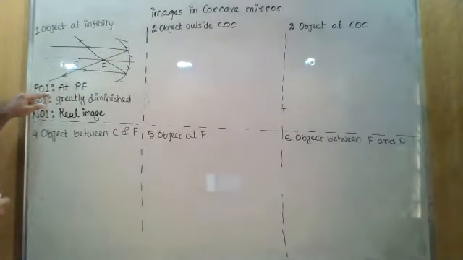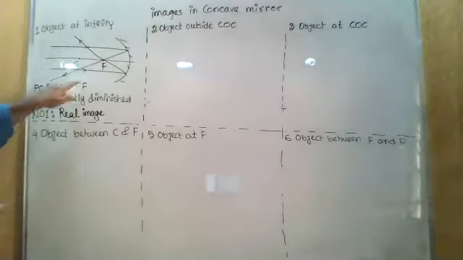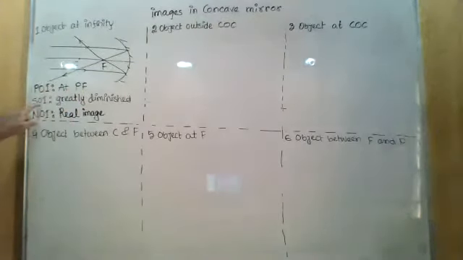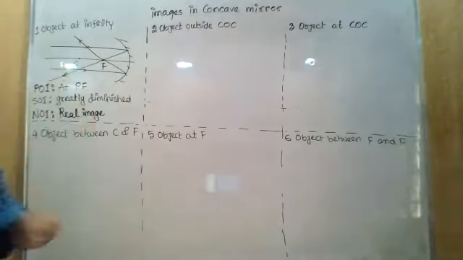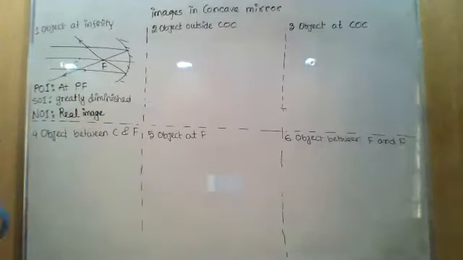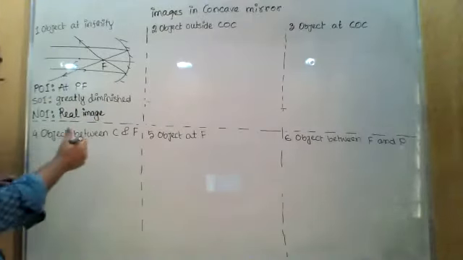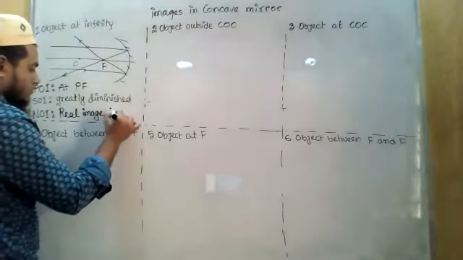POI, position of image, where the image will be located. It will be at the principal focus. SOI, size of the image, greatly diminished. It was very big, but now it has become a single point. So it will be greatly diminished. Nature of image, it will be a real image. Okay? And definitely it will be inverted too.